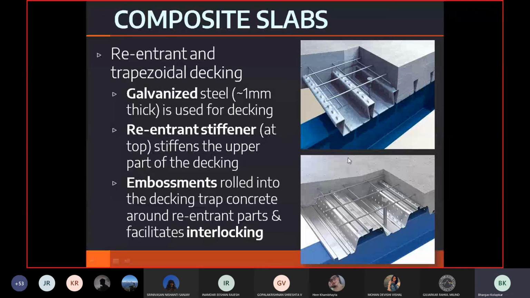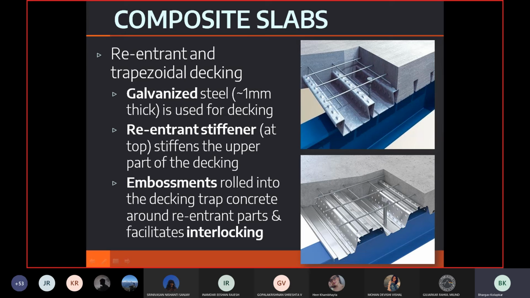Now, just a few salient points about the profile decking. You may see that there are these corrugations very closely located to each other, and these are nothing but a key for the concrete to interlock. So the concrete interlocks with the steel decking with the help of these corrugations or with the help of these keys. Now you might notice that there's also a reentrant corner at the top.